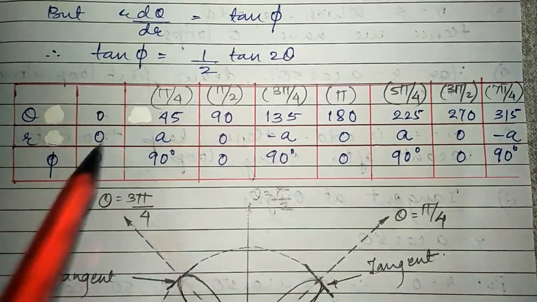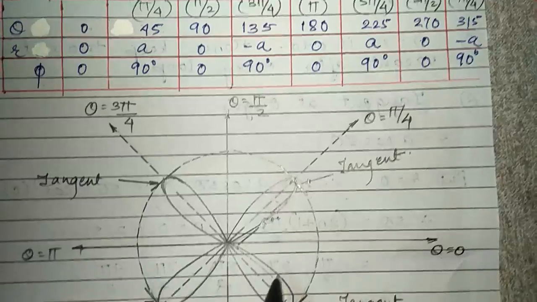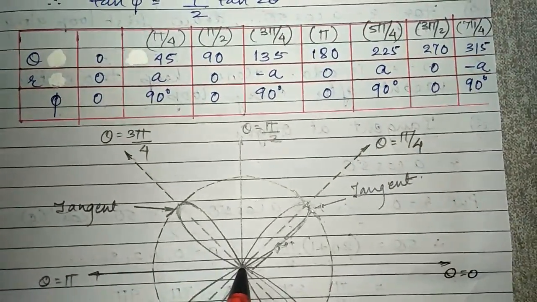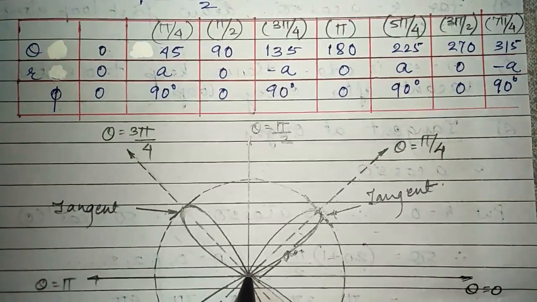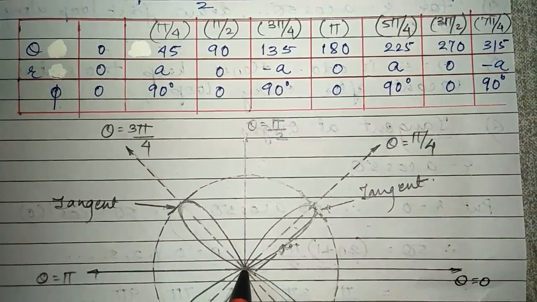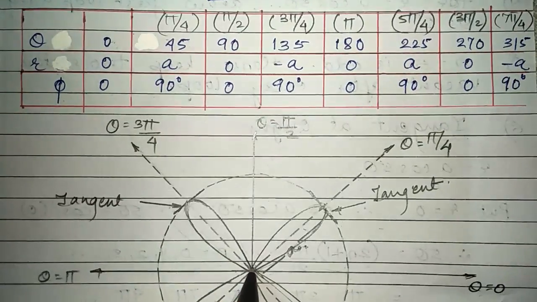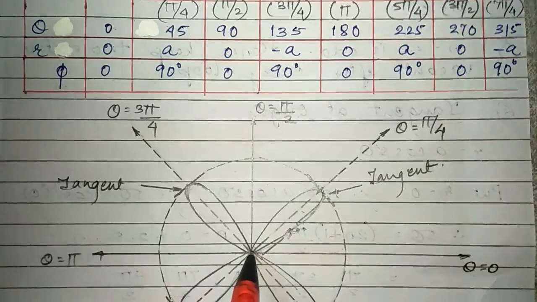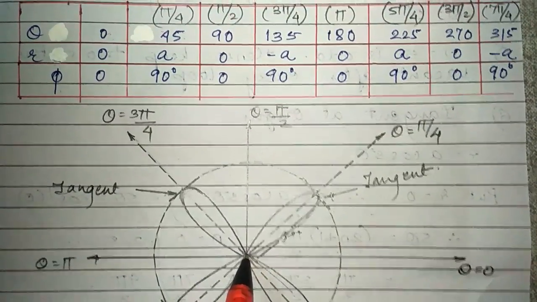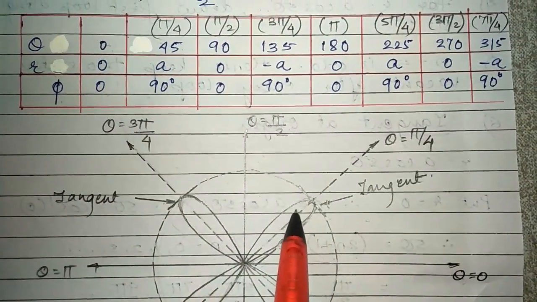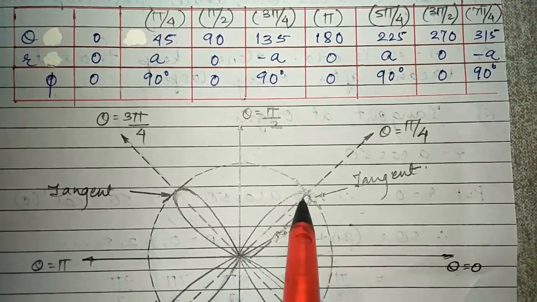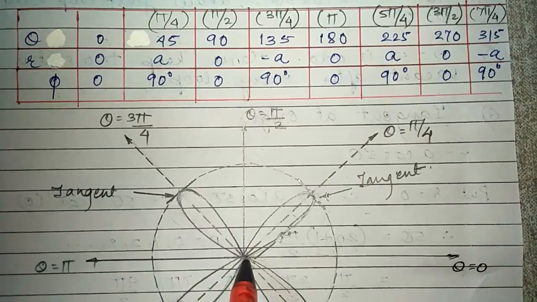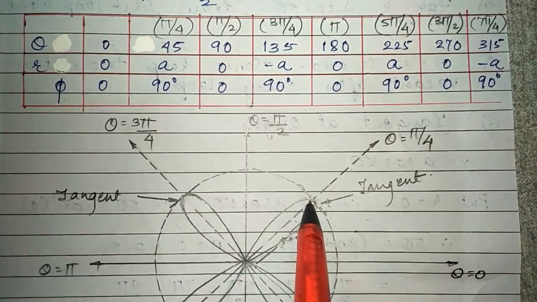When theta is equal to 0, r is 0, and phi is 0. That means the angle between the tangent and the radius vector is 0. That is, the tangent coincides with the radius vector for theta is equal to 0. Now when theta is pi by 4, the value of r is a. So from 0 to pi by 4, the value will increase from 0 to a.